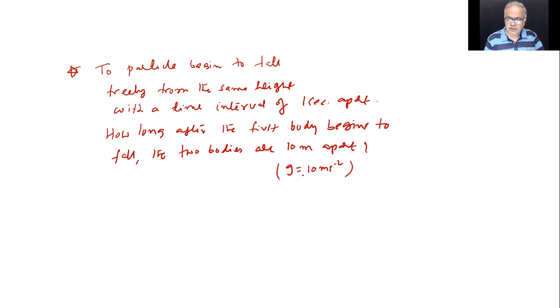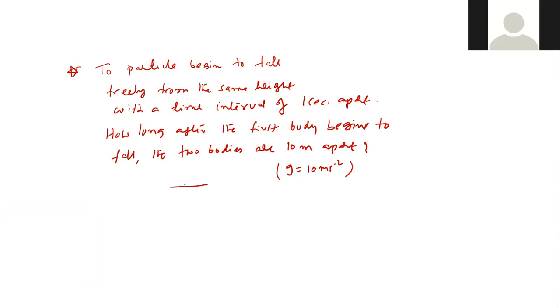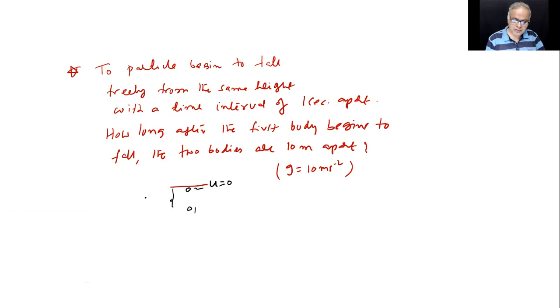Okay, tell me, Vasis, how shall we do that? We're dropping from there, for example. I think my answer is wrong, sir. Both are having u equals 0. One body was dropped somewhere here. Then the second body was dropped with a time gap of 1 second. Isn't it so? Yes, sir. So what shall I do now?